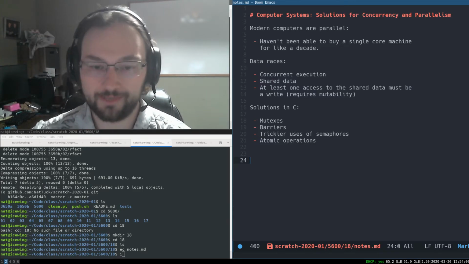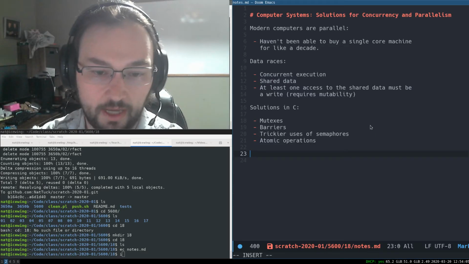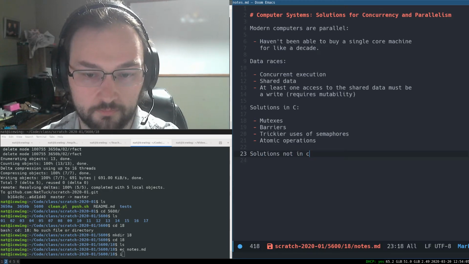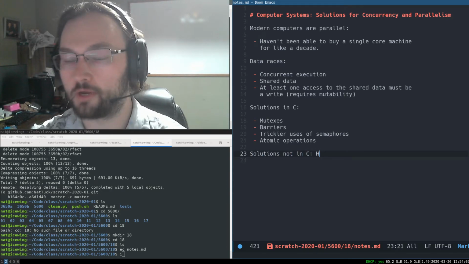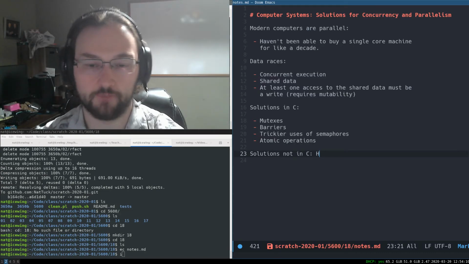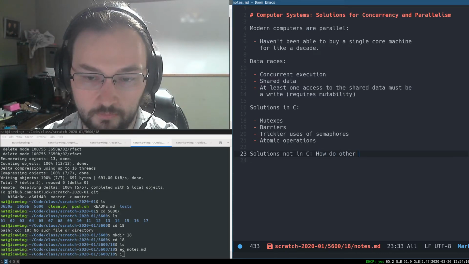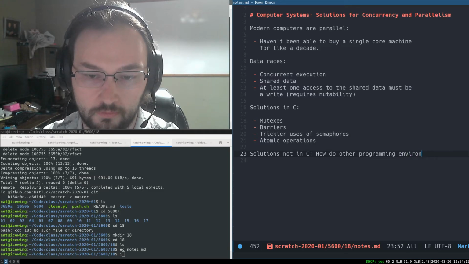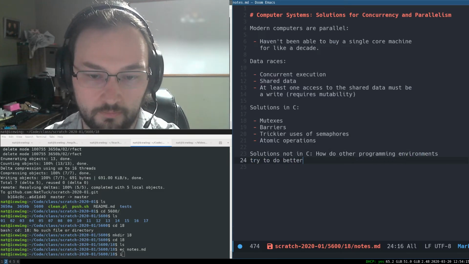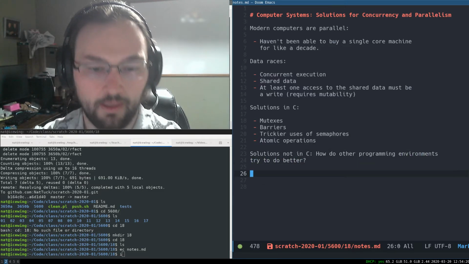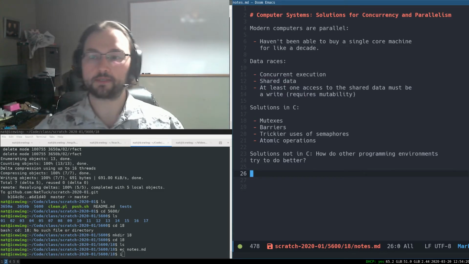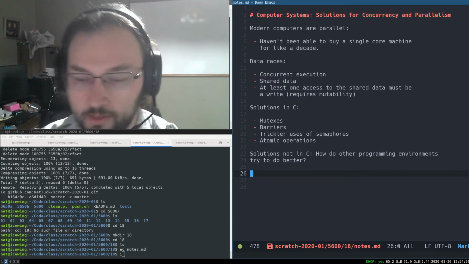So the thing that I want to look at today is solutions not in C. How do other programming languages provide especially higher level solutions to this problem? And before we get into that, I want to talk a little bit about a key point of background.